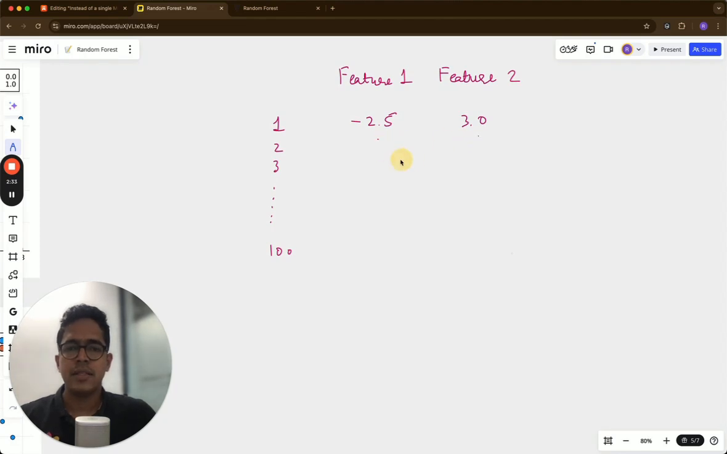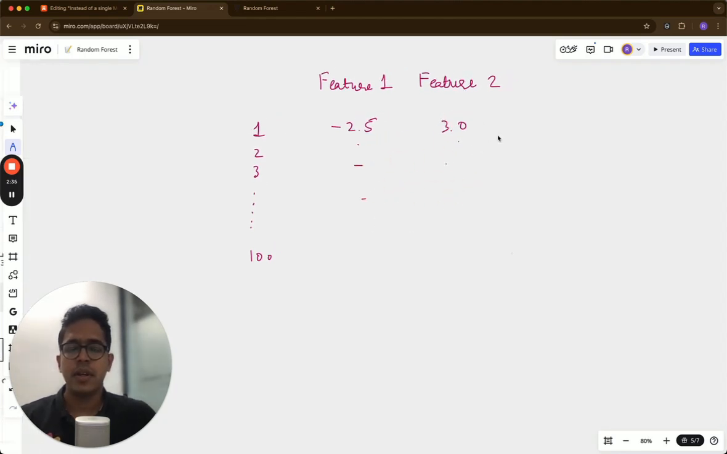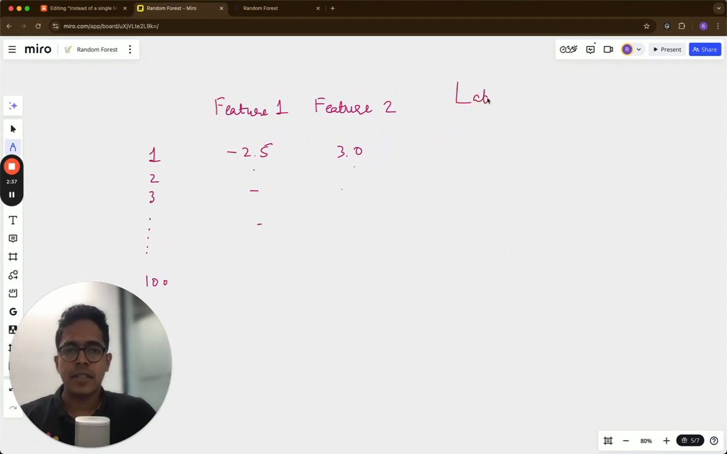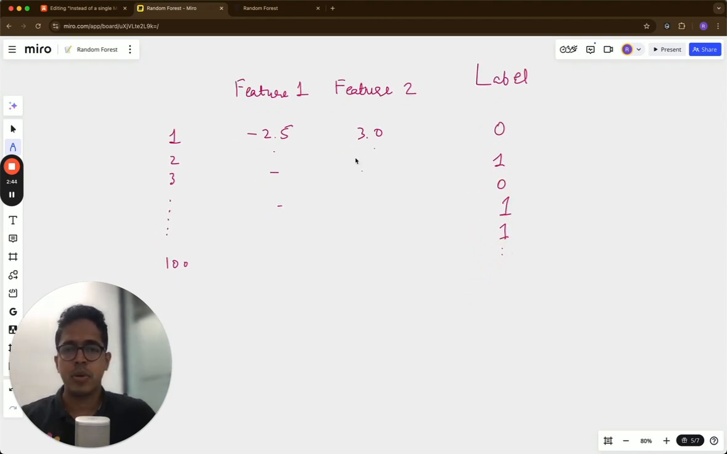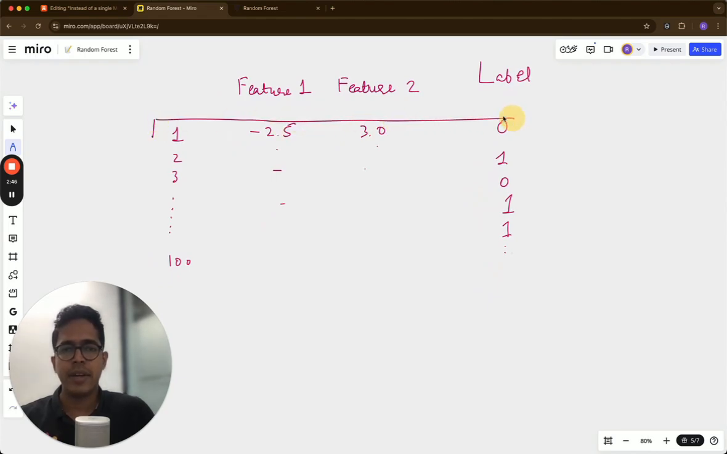So 2 features and different values. And here there is a label, which is 0 or 1. So this could be 0, this could be 1, this could be 0, 1, 1, etc. up to the 100th. So now each data point is one row. This is one data point. This is another data point, like that.